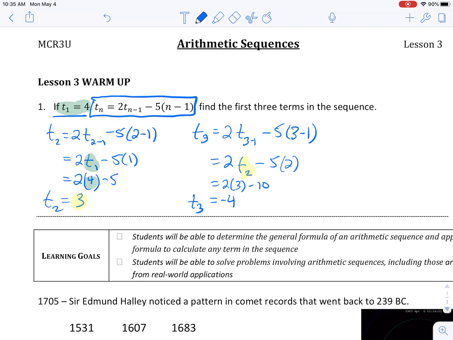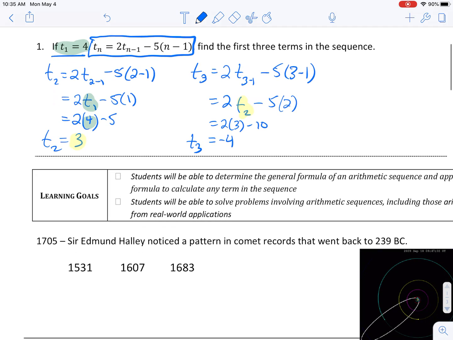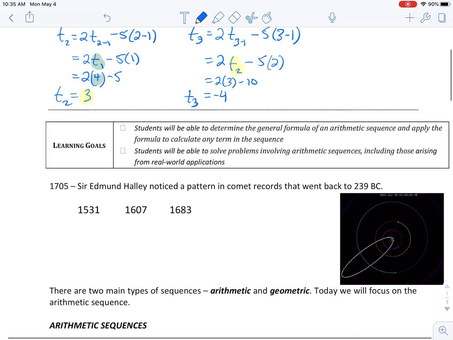Some sequences can be complex and have all these n's everywhere in order to create the sequence. Don't worry, you're not going to have to come up with that formula, but you should be able to apply the formula just like we did here.